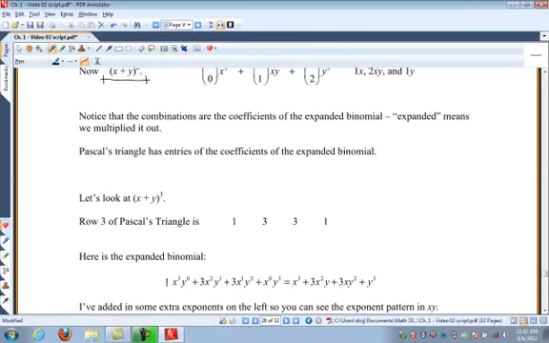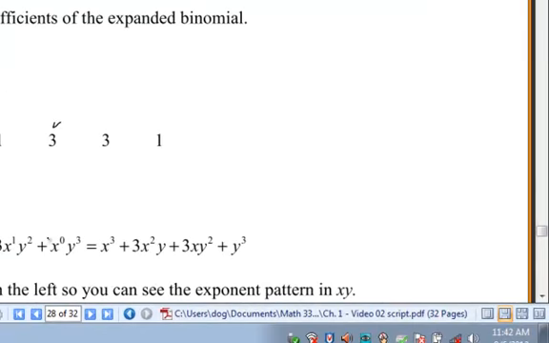So here's 1x^3 y^0, 3x^2 y^1. Notice that the exponents here add up to 3: 2 plus 1. 3x^1 y^2, 1 plus 2, and 1x^0 y^3.